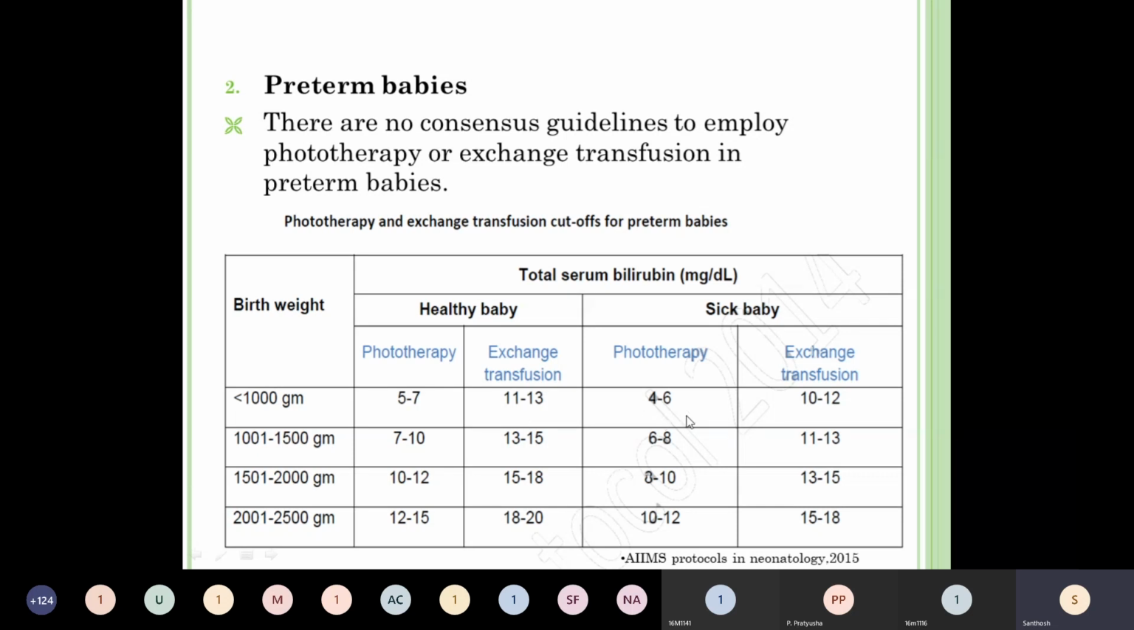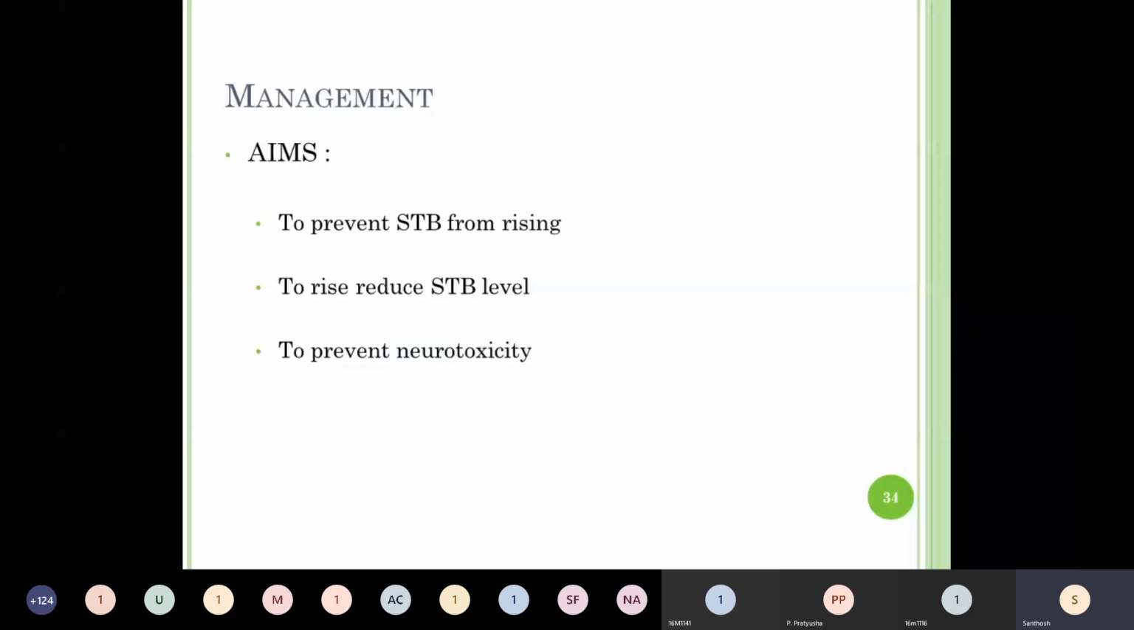If it is a healthy baby. For a sick baby, it is even less because we don't know at what levels the baby will have the neurotoxicity. Similarly, for 1000 to 1500 grams, it is 7 to 10, and here it is 6 to 8. So these are from the IAP protocol and also from the American Academy of Pediatrics.